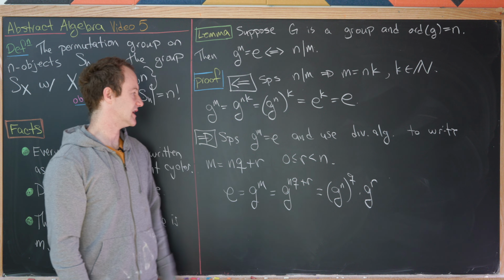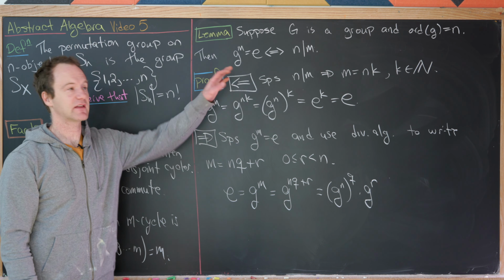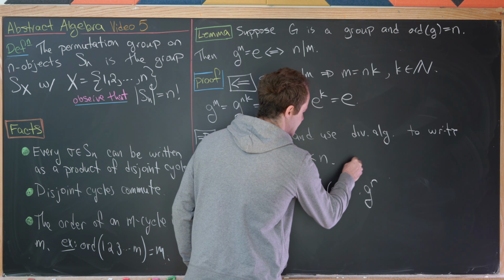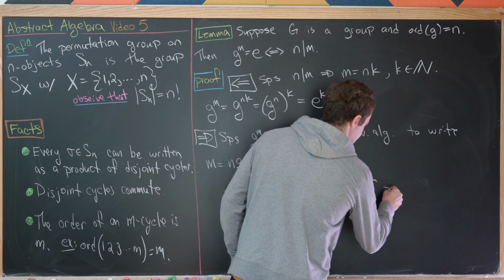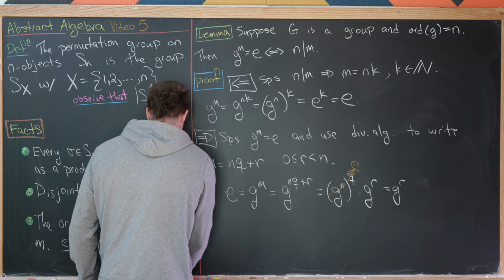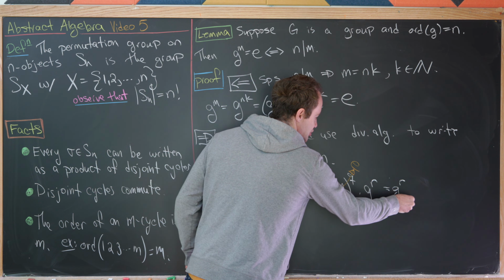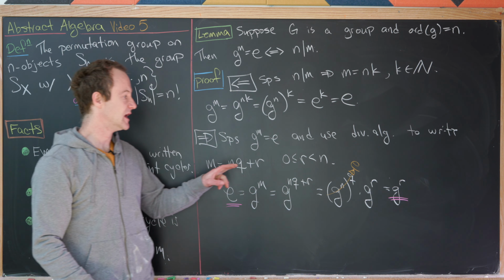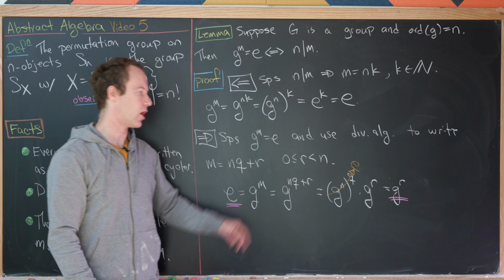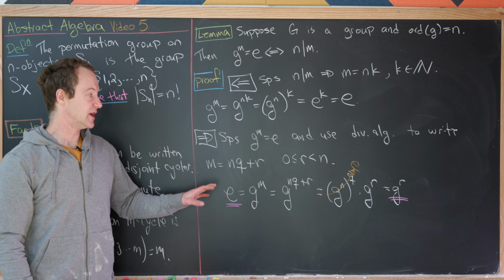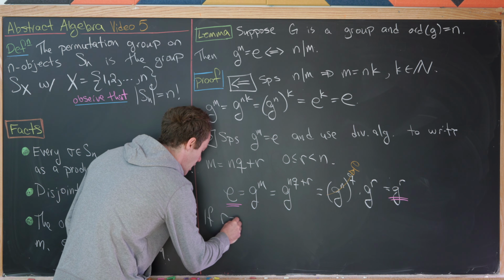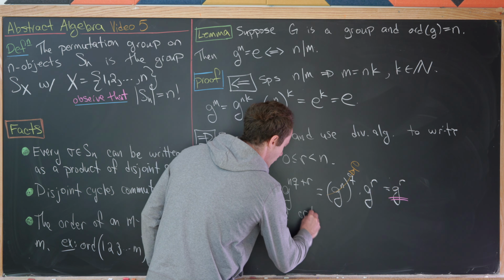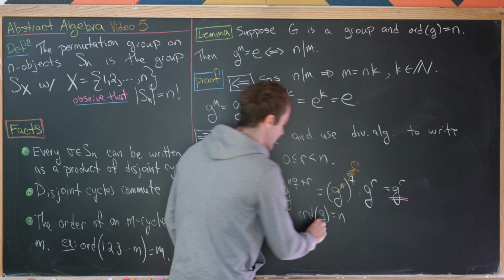But we know g to the n is the identity, given the fact that it's the order of the element g. So that means this term just turns into the identity. And so we're left with g to the r. So let's see what we have. We have g to the r is equal to the identity. But that's a problem in all cases except when r is equal to 0. Because if r is not equal to 0, that's a contradiction of the order of g is equal to n.